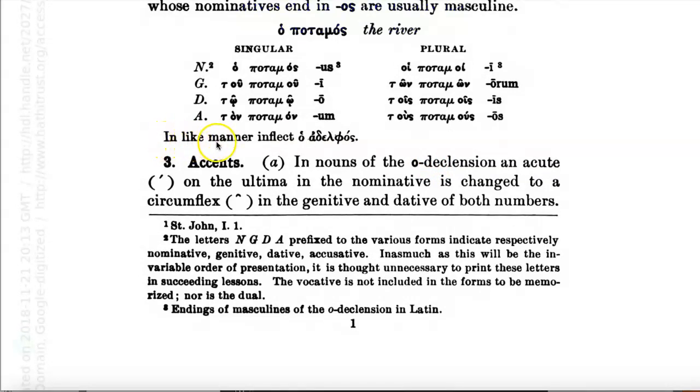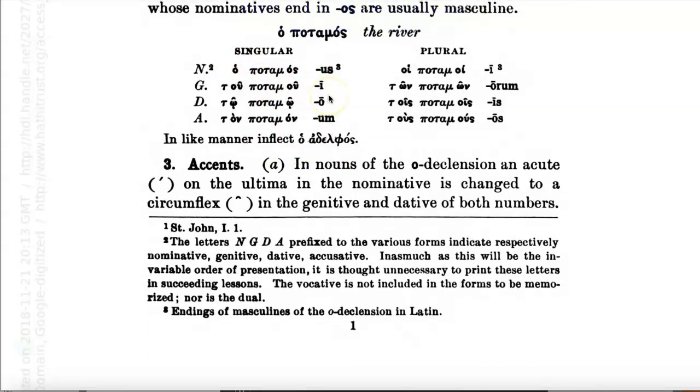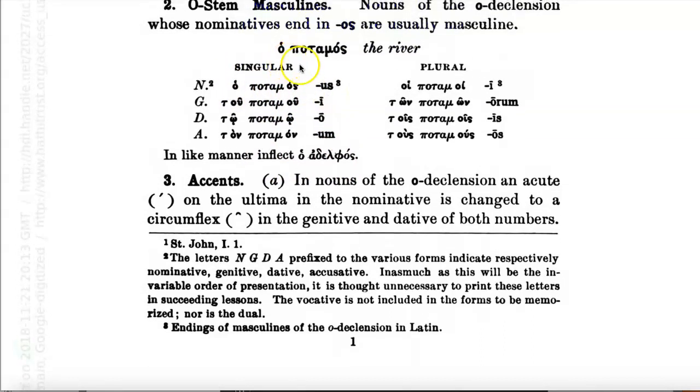In like manner, inflect o adelphos. To inflect means to write down all the versions, add the endings. If you'll notice, we're memorizing o potamos not because it's the only Greek word, but because this word serves as a pattern for all masculine o declension nouns. So it says inflect o adelphos.